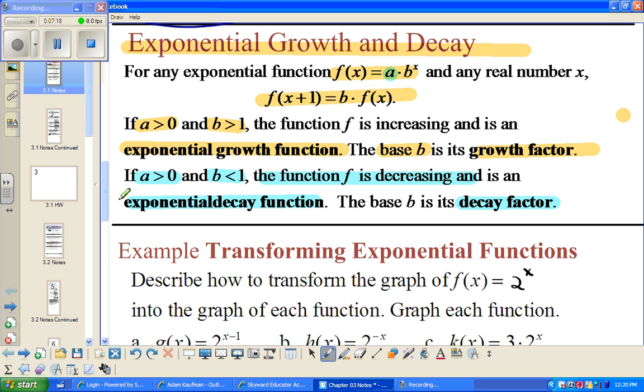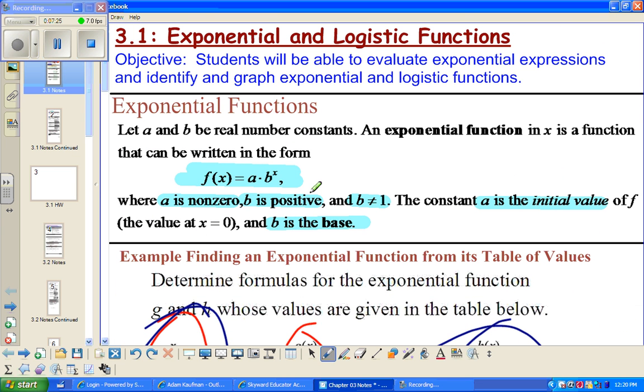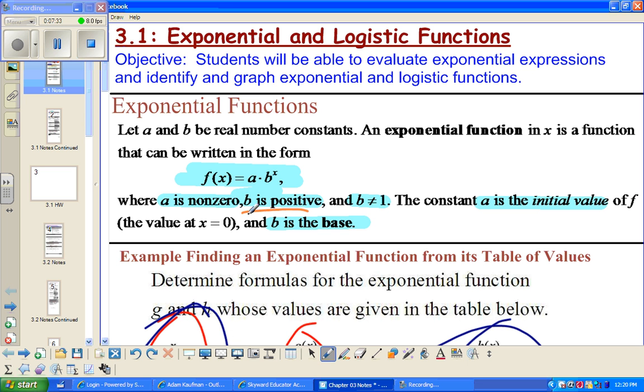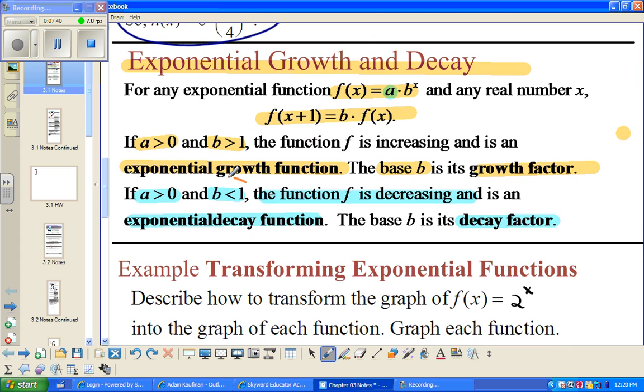Now remember, when we're talking about an exponential function, remember back to the beginning, we need b to be positive. Do you remember that? We need b to be positive. So if b needs to be positive, and I'm talking about b being less than 1, really what I'm saying is it's between 0 and 1. It's a fraction, non-negative.